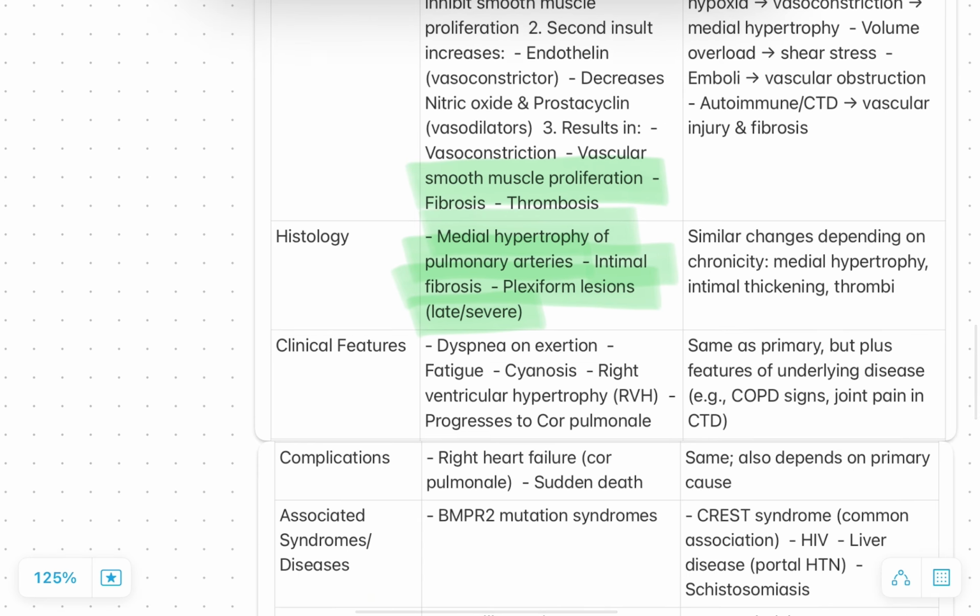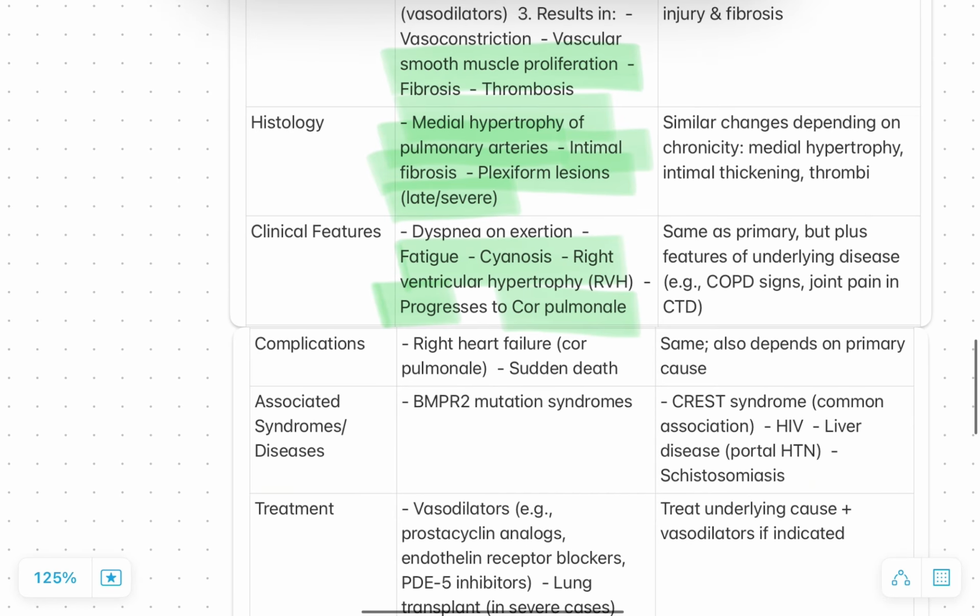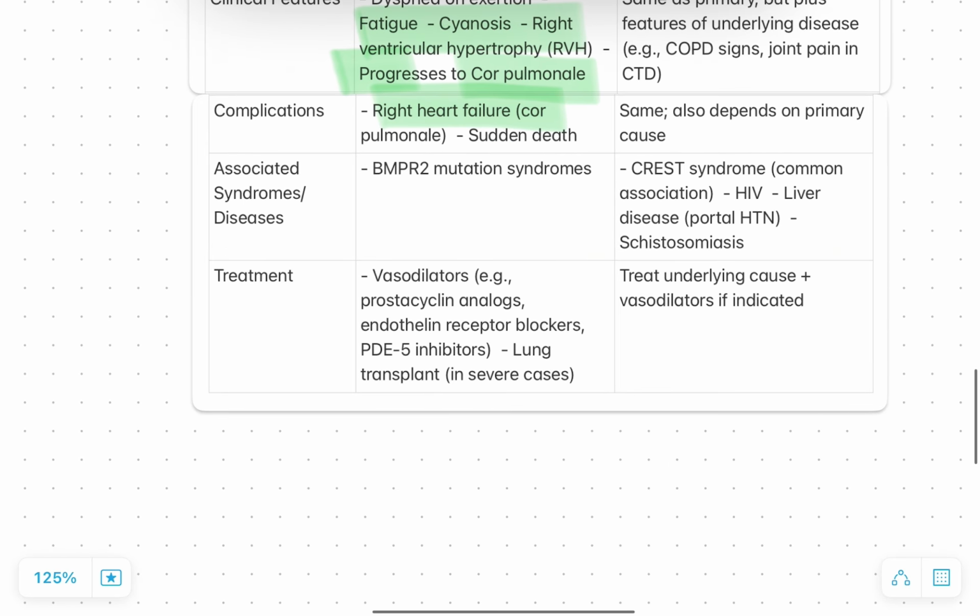Clinical findings will be dyspnea on exertion, cyanosis, right ventricular hypertrophy which progresses to cor pulmonale and right heart failure. The complication is right heart failure, and it is associated with BMPR2 mutation. The treatment will be vasodilators because there will be vasoconstriction, prostacyclin analogs because there is decrease in the prostacyclin, endothelin receptor blockers because there is increase in the endothelin, PDE5 inhibitors, and lung transplantation in severe cases.